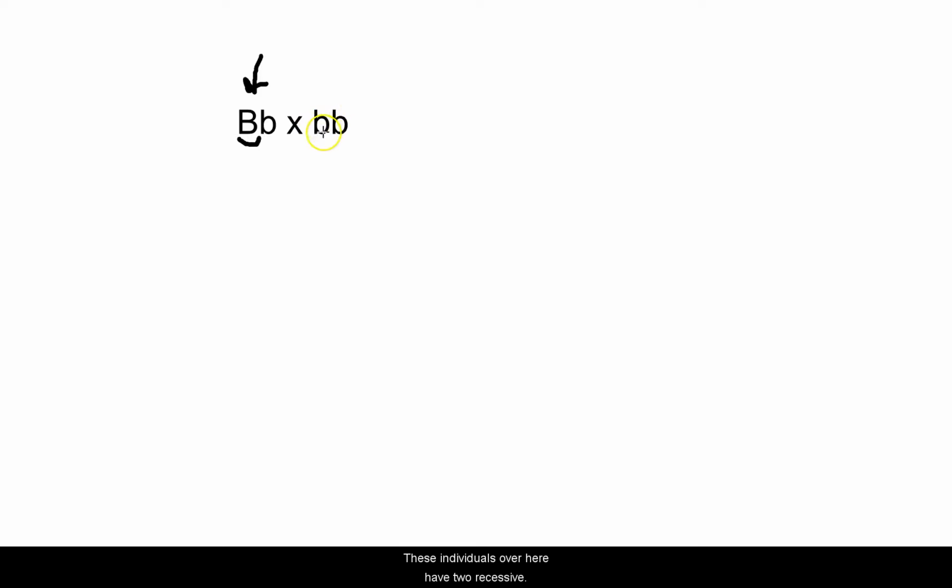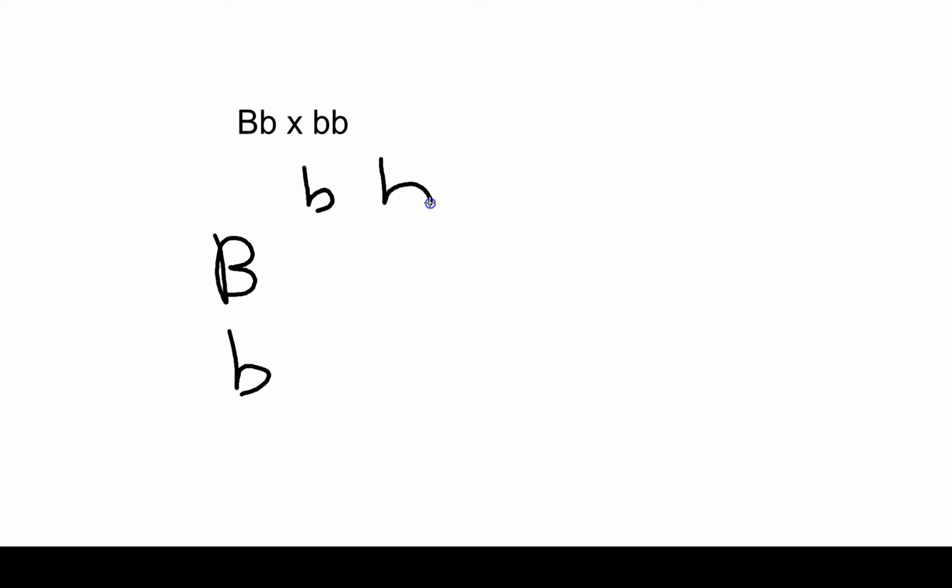These individuals over here have two recessive alleles. So what would you call these? Well, I would call those homozygous recessive. Okay, and again we're crossing them with one another. So you put the gametes that they can create. The gametes that this one can create are one big B and a little b, and the gametes that this one can create are just a little b and a little b.